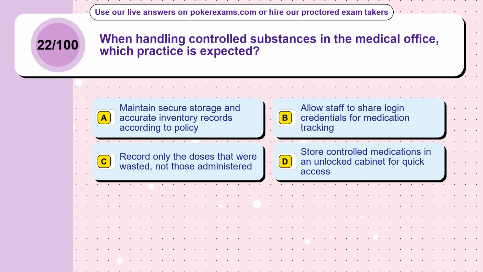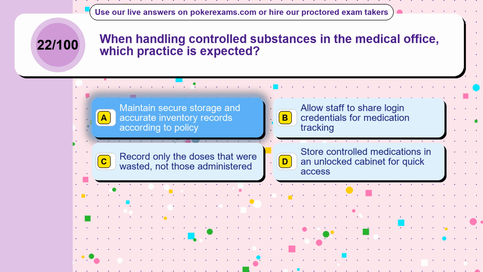Question 22. When handling controlled substances in the medical office, which practice is expected? Option A. Maintain secure storage and accurate inventory records according to policy. Option B. Allow staff to share login credentials for medication tracking. Option C. Record only the doses that were wasted, not those administered. Option D. Store controlled medications in an unlocked cabinet for quick access. The correct answer is option A.